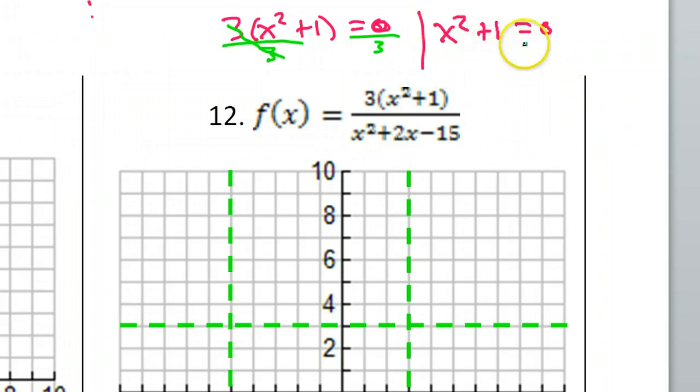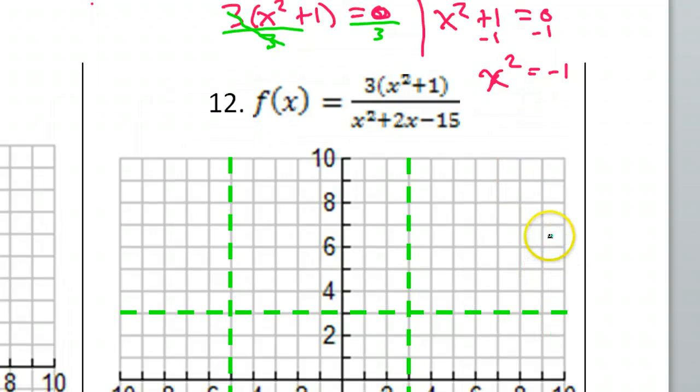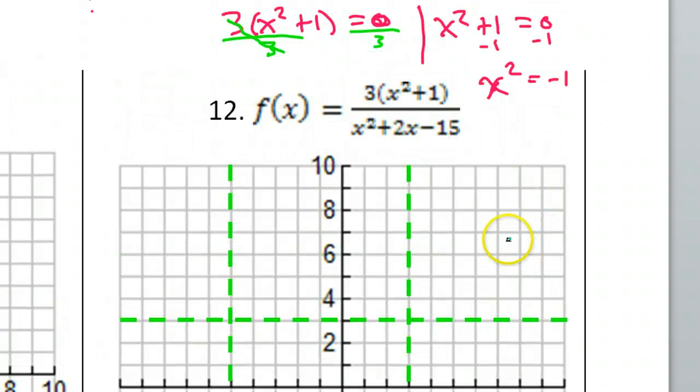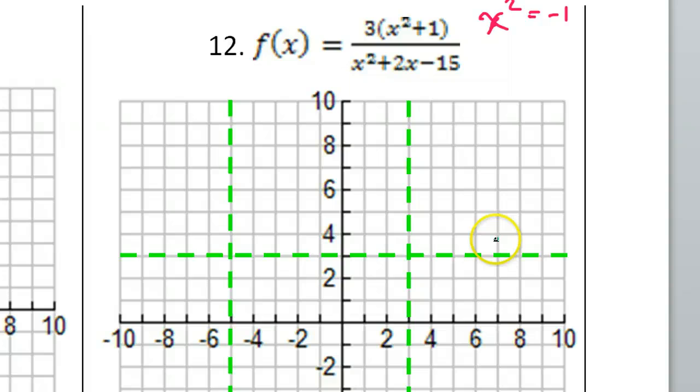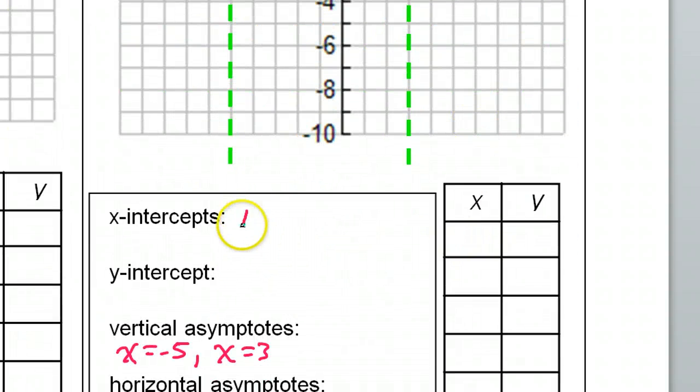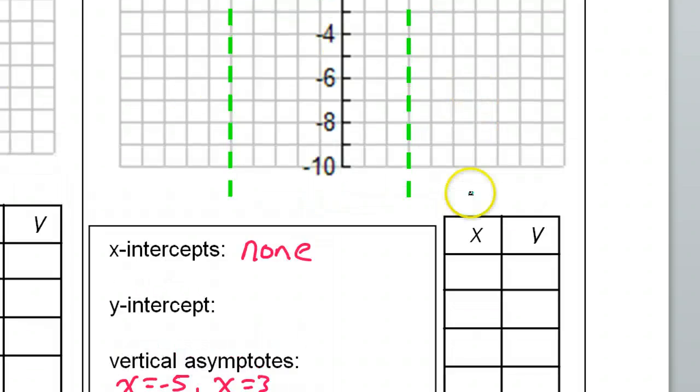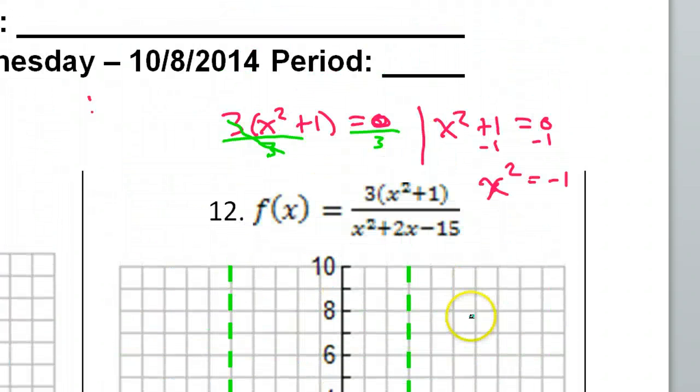However, I can already see that this is going to be imaginary, because if I subtract 1 from both sides, that gives me x squared equals negative 1. If you square something, it's going to give you a positive number, unless it's 0, which would give you 0. But there's nothing I can square that's going to give me negative 1. So maybe that means that there are no x-intercepts. Let's go with that for right now. X-intercepts, none. That's what I think that means.